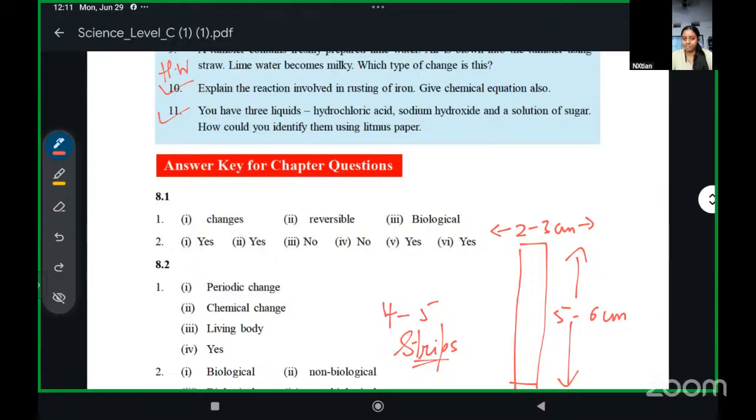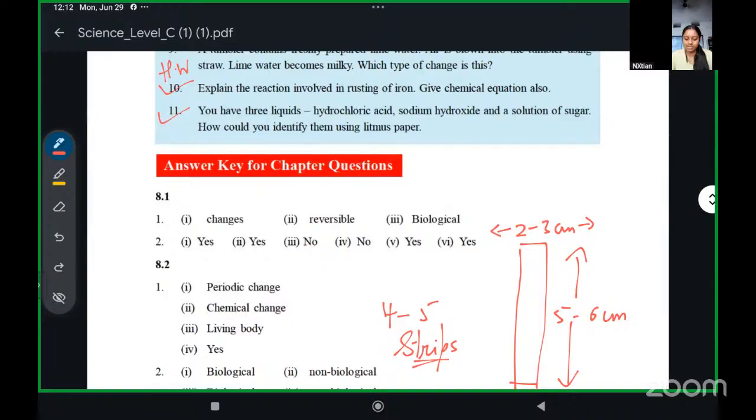Yes, Hannah. Ma'am, after making these strips, should we bring them to class? Yes, yes. You have to bring them to class on Wednesday. On Wednesday we can do this, or if you need more time, we can do Friday also.